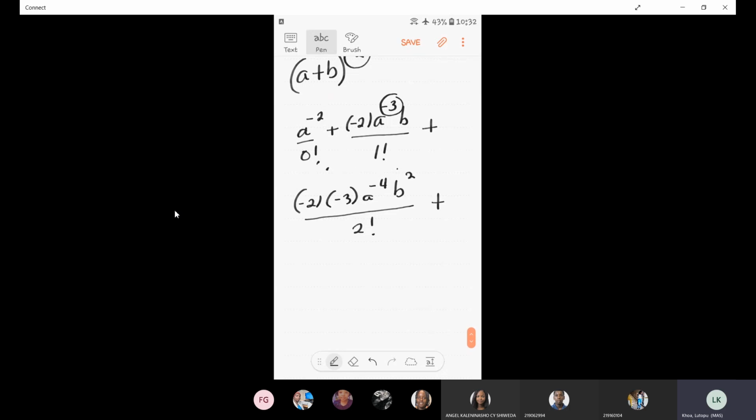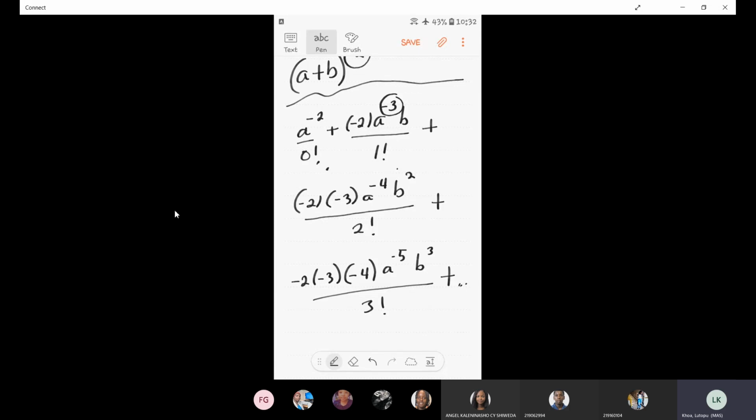I have minus 2, minus 3, the minus 4 comes down now, minus 4, and then I have a to the power of minus 5, and then b to the power of 3, and then divide by 3 factorial. So here I put plus dot dot dot to show that it continues. It doesn't just stop with the terms that I have. And then we simplify it and see if we get the same answer as when we did long division.